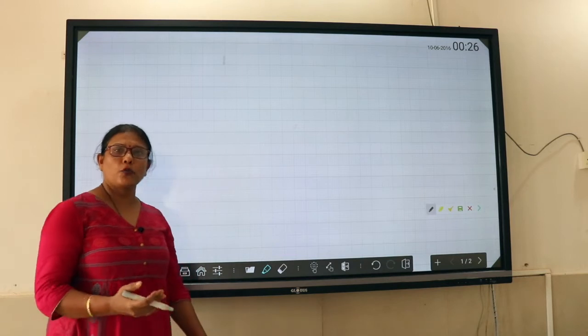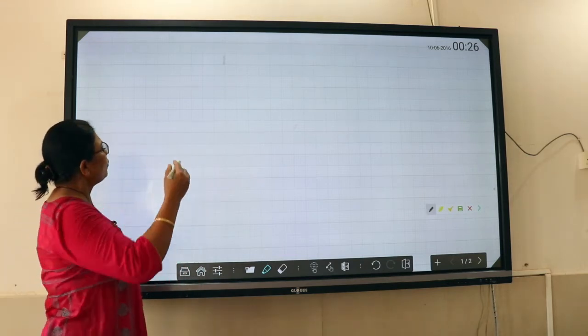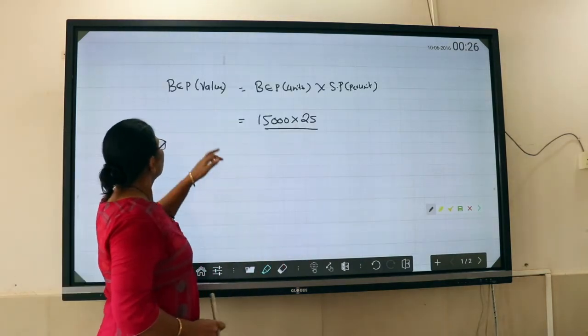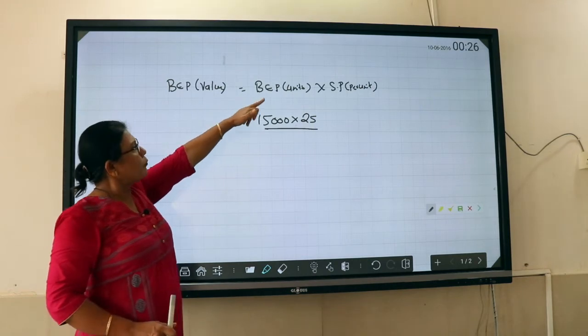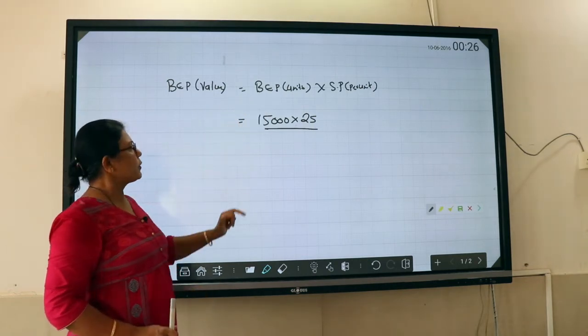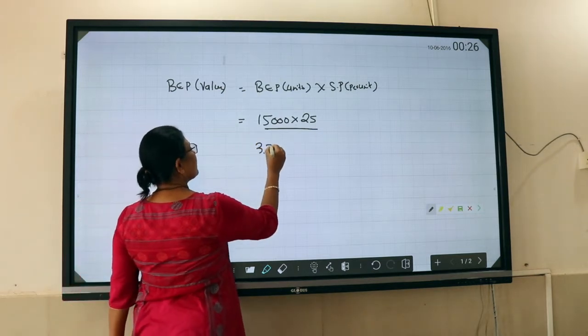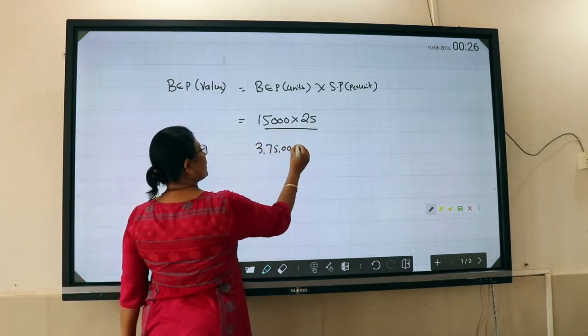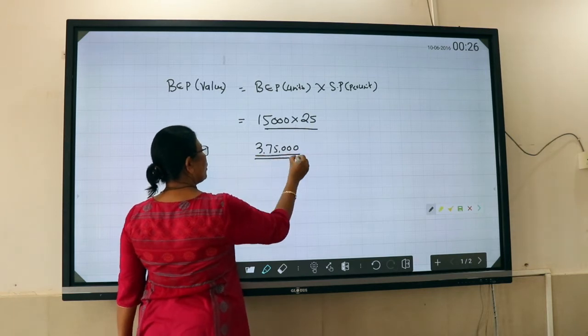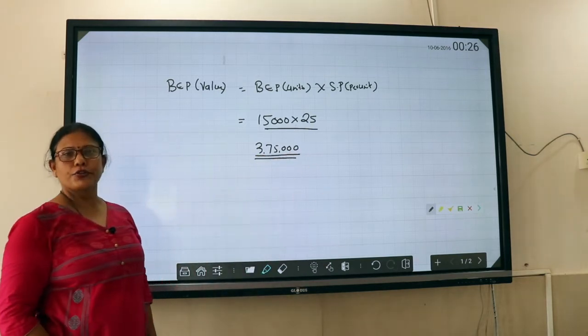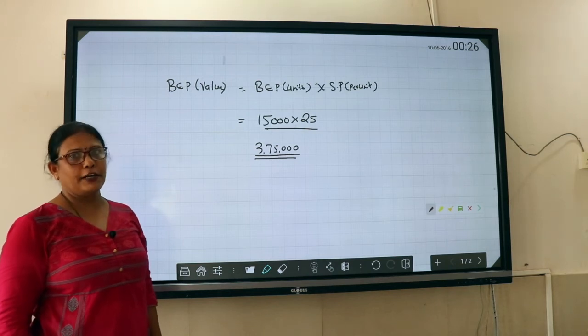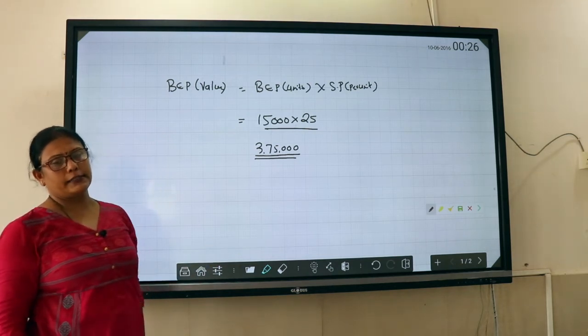Now we have to find out break even point in value. So we will use the same example. Break even point in value is break even point in units multiplied by selling price per unit. So 15,000 into 25 gives you 3,75,000. So your break even point in value is arriving when you achieve a target of 3,75,000. So this is the next element.